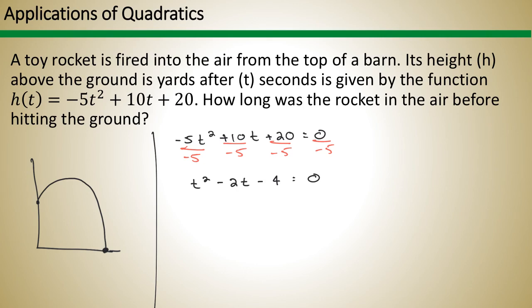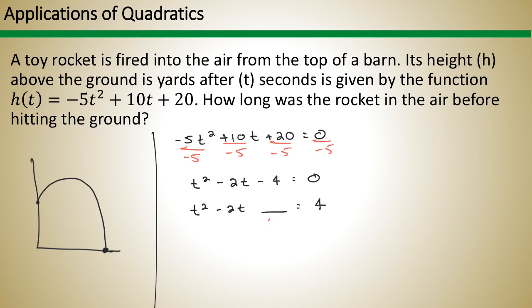All right, now, I could try to factor, but it's actually not possible to factor. There are no factors of 4 that add to make negative 2. So my options are I could either do completing the square or I could do the quadratic formula. Since these numbers are relatively small and that middle number is even, I'm going to complete the square. So we're going to move that negative 4 to the other side. So t squared minus 2t is equal to positive 4.